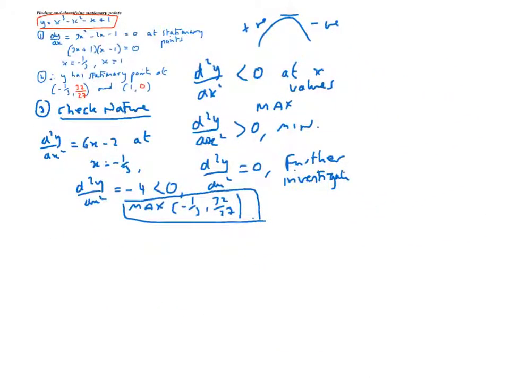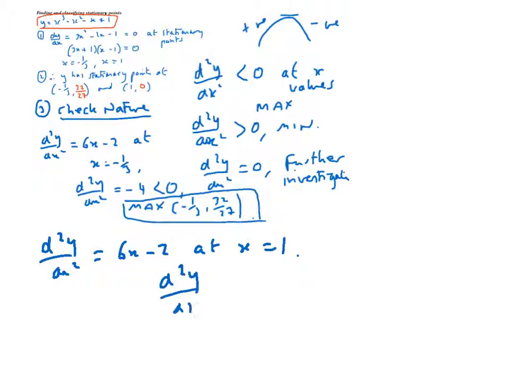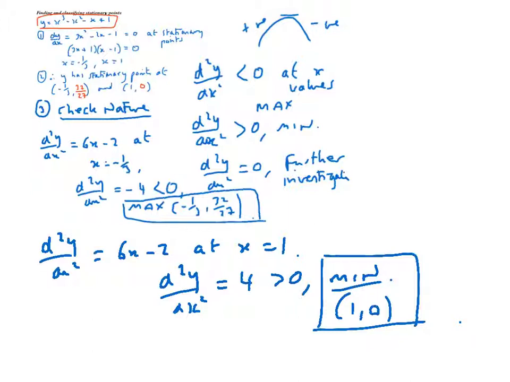Now let's do the other one. So we get d2y over dx squared equals 6x minus 2 at x equals 1 this time, which means d2y over dx squared would equal 6 times 1 minus 2 is 4, which is greater than 0, therefore we must have a minimum. And therefore my stationary point 1 and 0 gives me a minimum. And we're done.